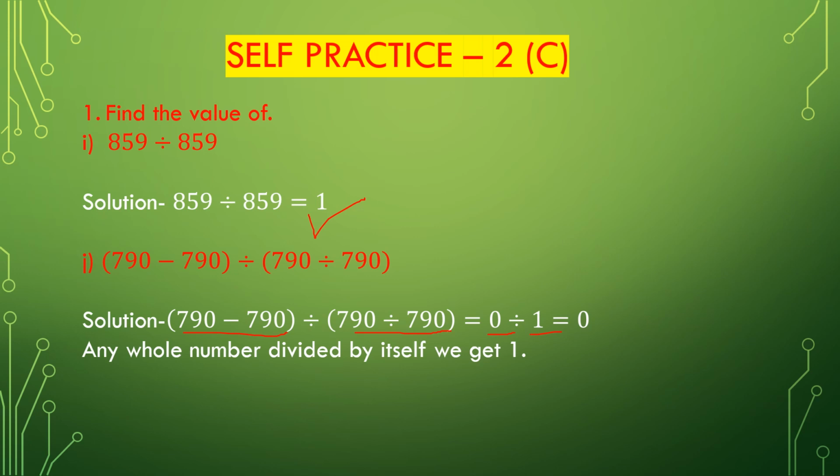Then first parenthesis result is 0. 790 minus 790 is 0. And second parenthesis result is 1. 790 divided by 790, that is 1. So 0 divided by 1 is 0. Any whole number divided by itself, that is the same whole number, we get 1 only. And we know 0 divided by any whole number we get 0 only.